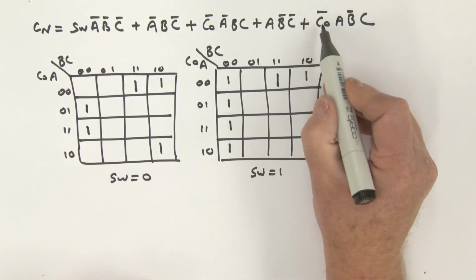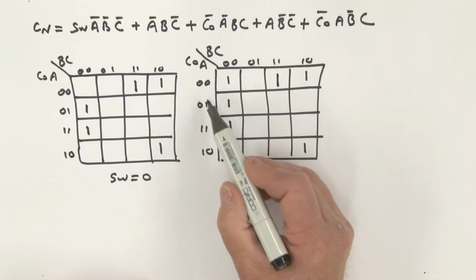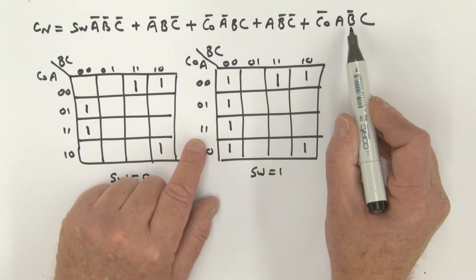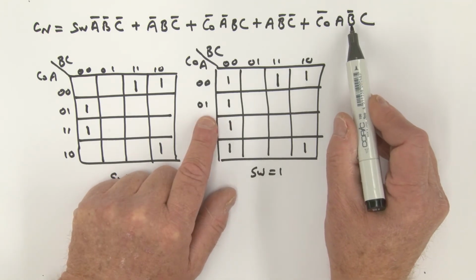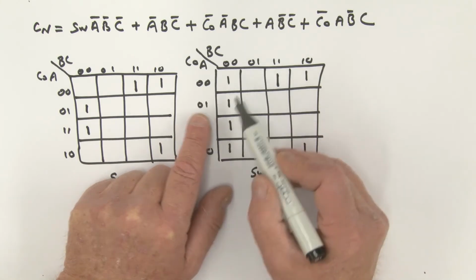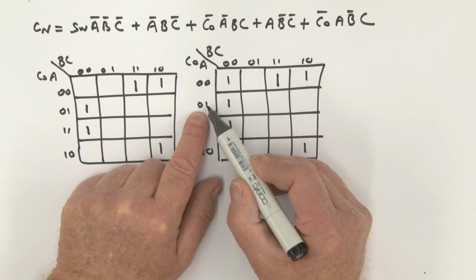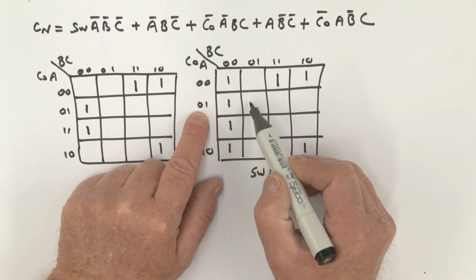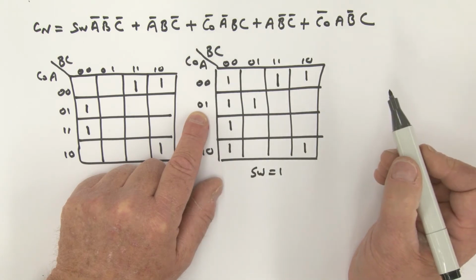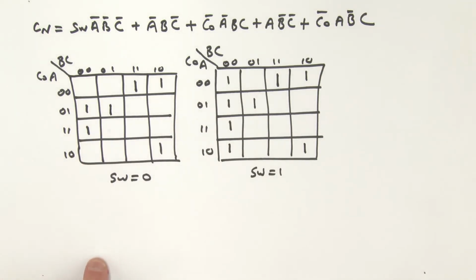All right, my last term here is CO bar A. So CO bar A is here. And I'm looking for B bar C. So there's a B bar C here. So that term is there, and it's also existing on that map as well, like so.